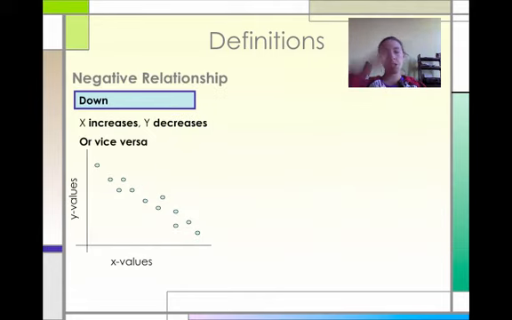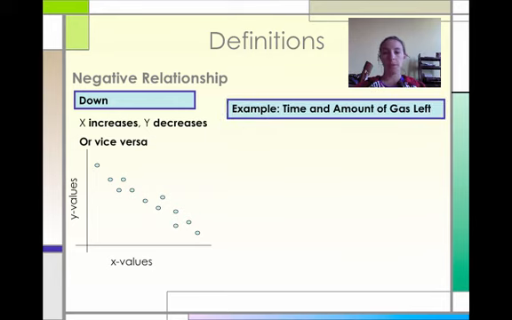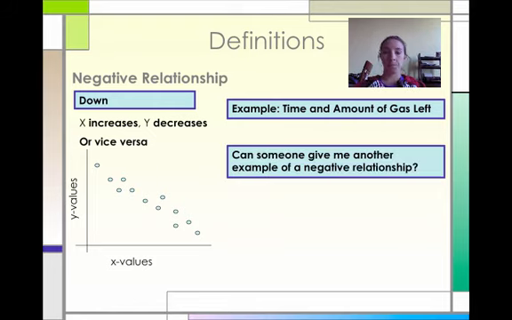A negative relationship looks like the scatter plot's going down. It looks like the dots are kind of going down. And that means that the x and the y values are doing opposite things. So the x increases and the y decreases, or if the x decreases, the y increases. The x goes up, the y goes down, or the x goes down, the y goes up. All right, so the amount of time you've been driving and the amount of gas you have left is one example of a negative relationship. The more you drive, the less gas you have. Try to think of another example of a negative relationship where one goes up and the other one goes down.